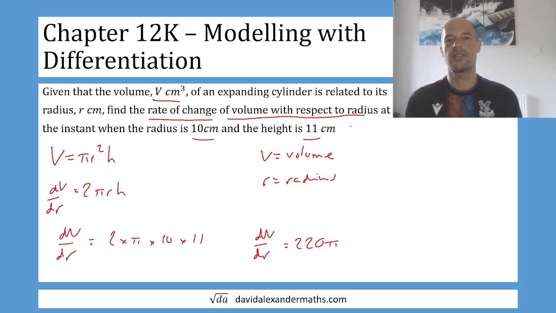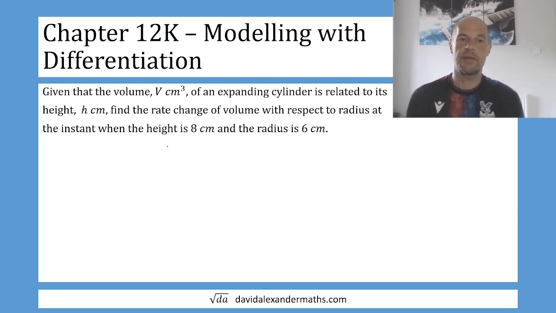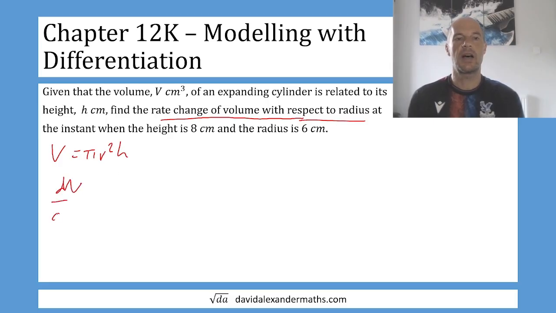So you'll need to think of an equation that's got r in it so I can differentiate. This question here is pretty much identical to the previous one. So the volume of a cylinder is pi r squared h. We want the rate of change of volume with respect to radius, so that's going to be dv by dr. So we're just differentiating this, so 2 pi r h.